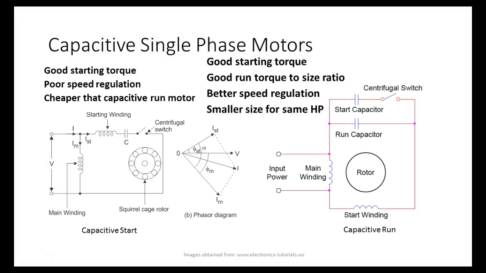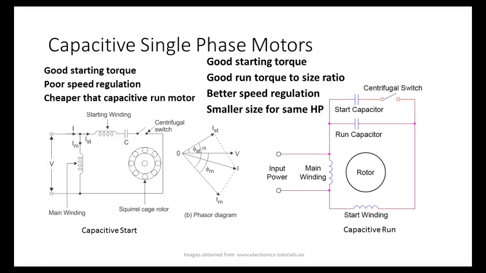When the motor starts running, we have a run winding, which has voltage across it all the time. Then it's got a start winding and a capacitor, and as soon as the motor starts running, it switches that out.